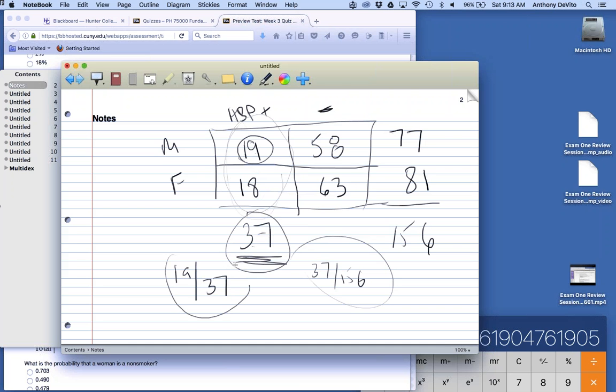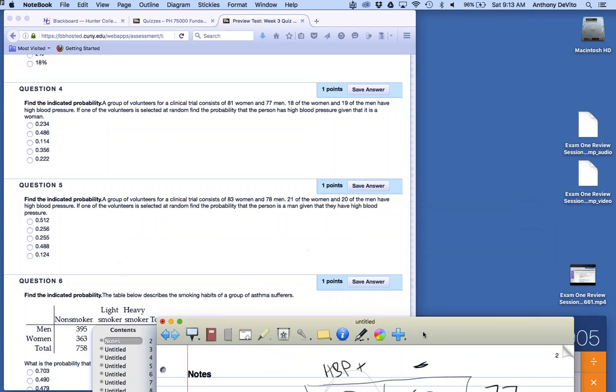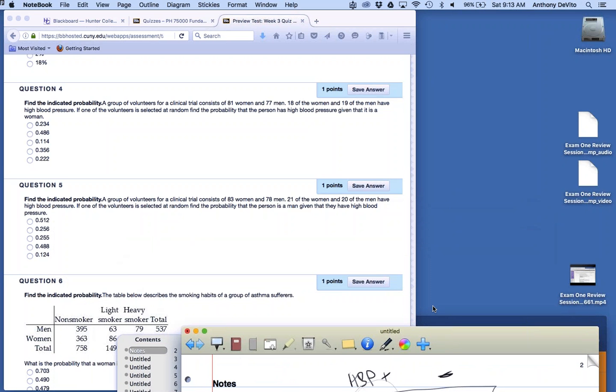Only 19 out of those 37 are male. So if you actually draw the contingency table, it might make it a little bit more obvious to you in some cases. Okay, yes, there we go.